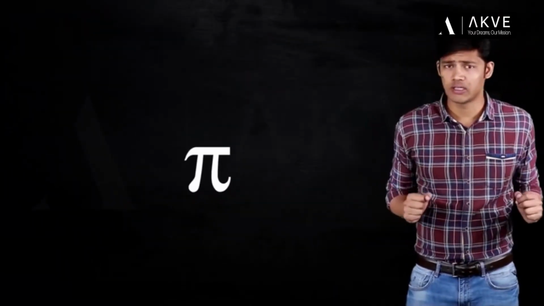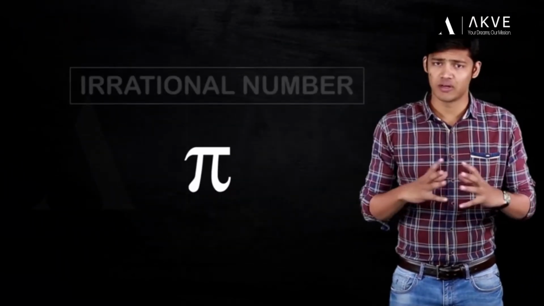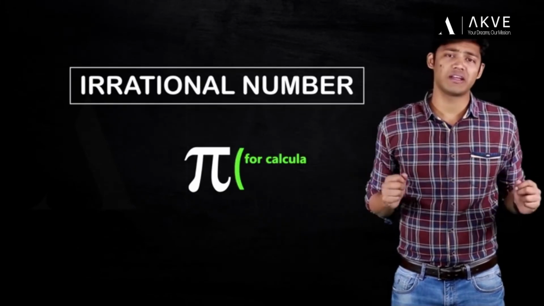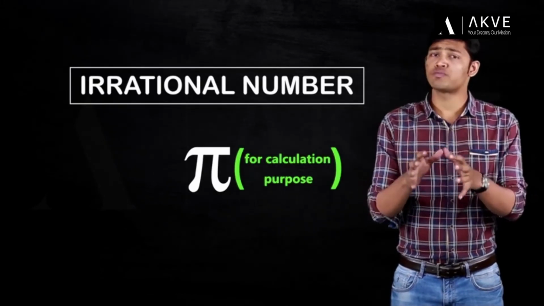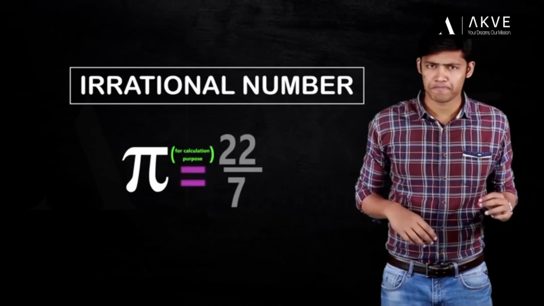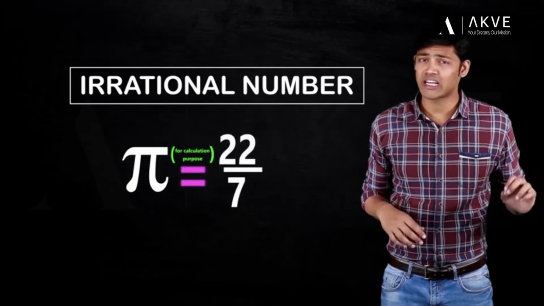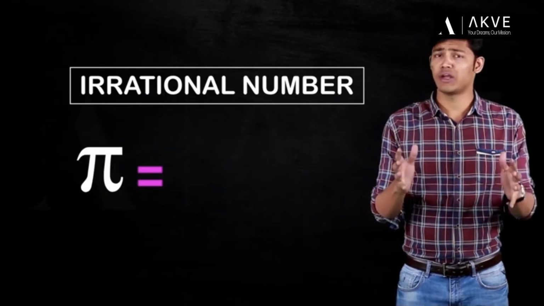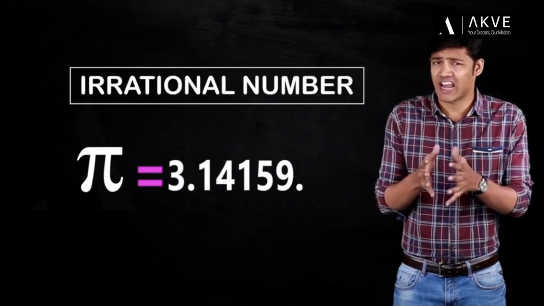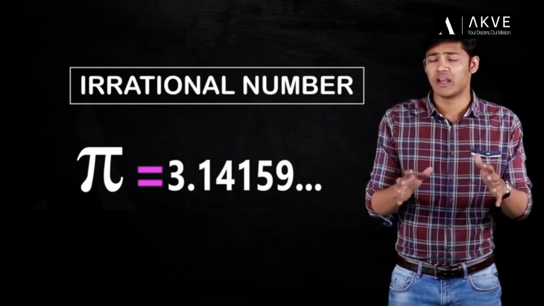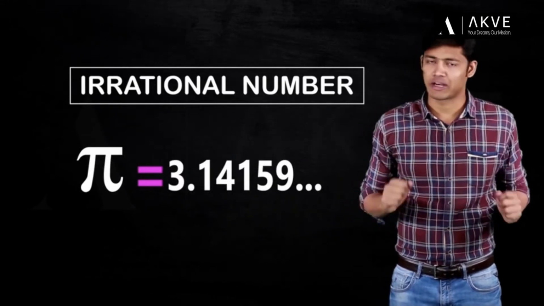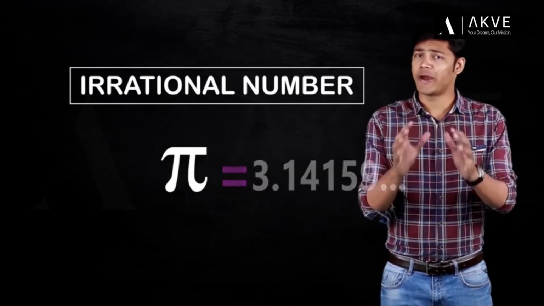We also learned that pi is an irrational number, and for some calculation purposes we use pi equal to 22 by 7. But the exact value of pi is 3.14159 and so on, which is neither terminating nor recurring. In this way, pi is an irrational number.